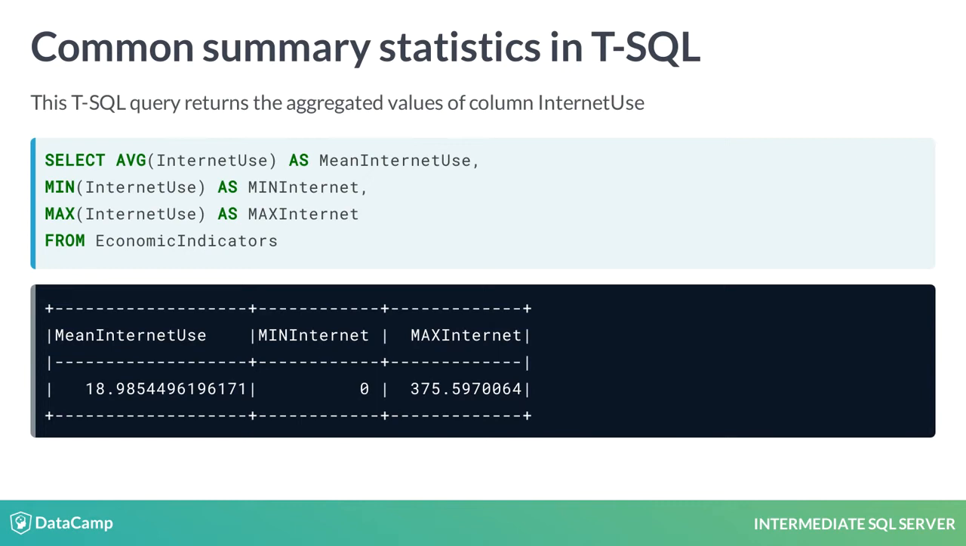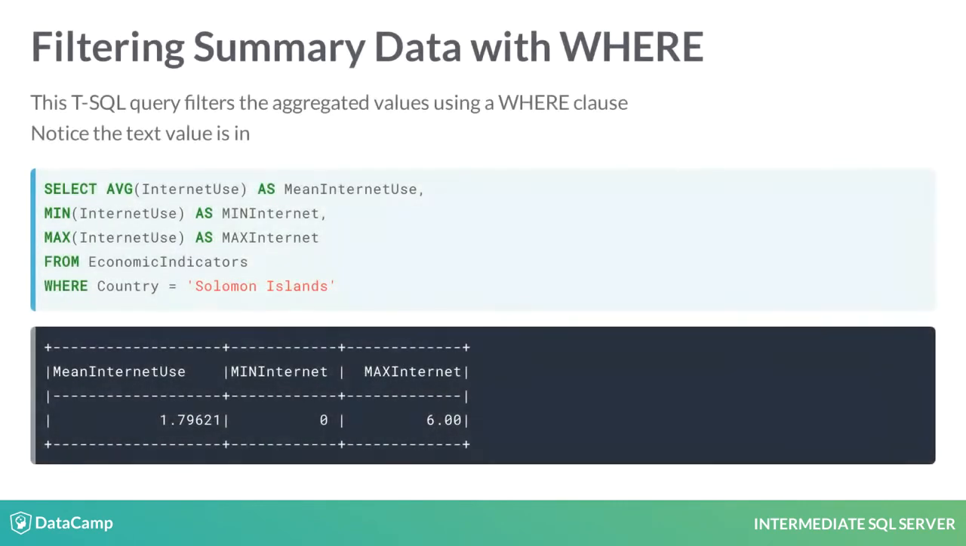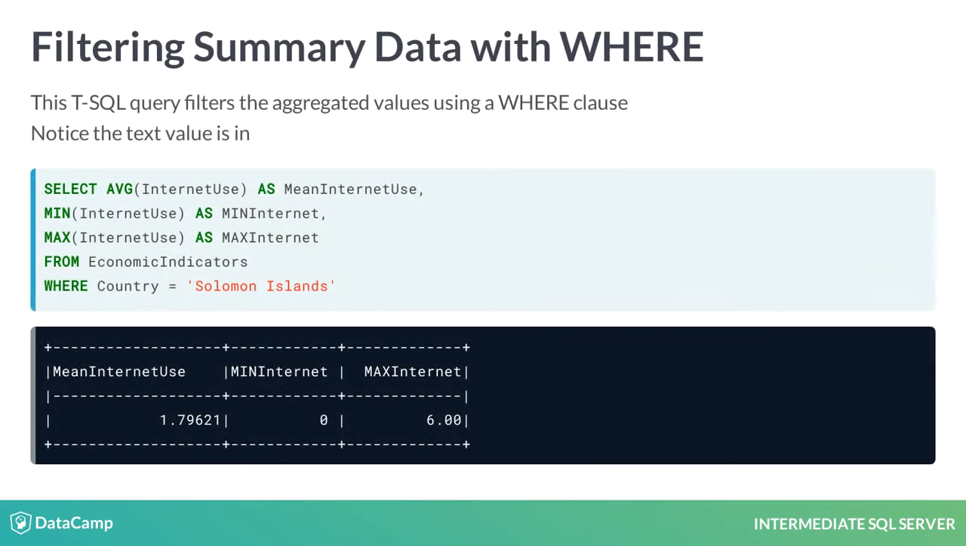Note that all of the keywords, such as select, from, and where, along with the function names, are written in capital letters. T-SQL is by default case insensitive, so you don't have to write them in any particular case, but capitalizing keywords and function names is a standard convention. As you saw in the previous example, these functions by default calculate summary statistics for the entire column.